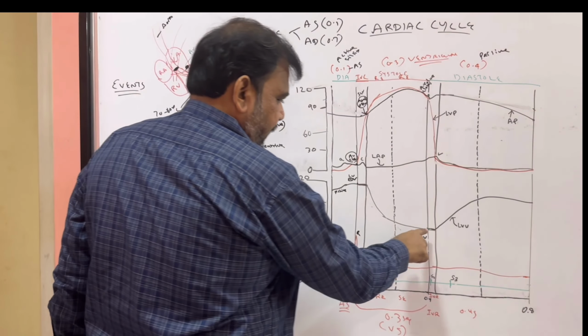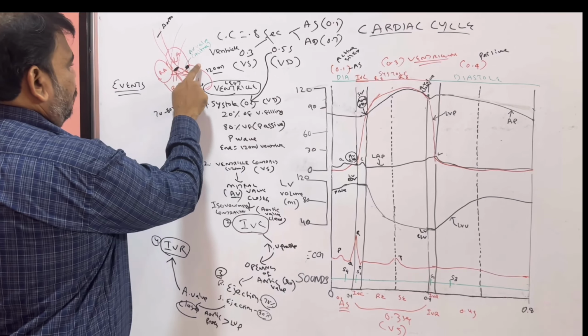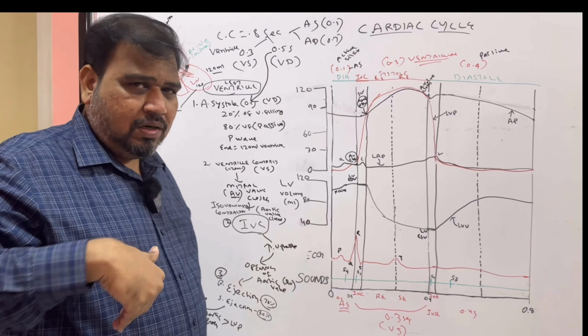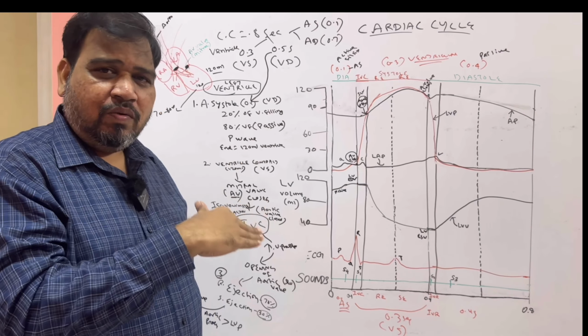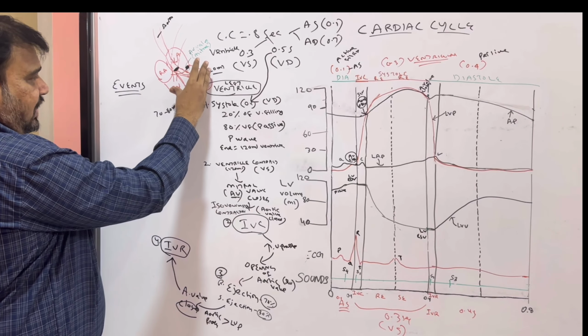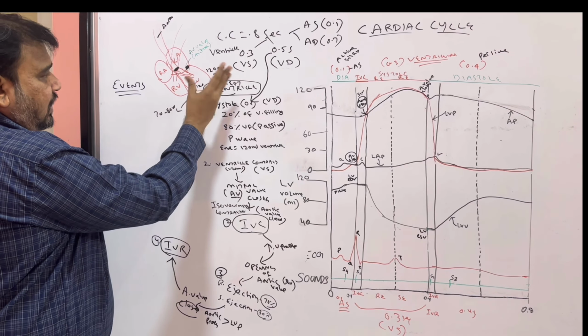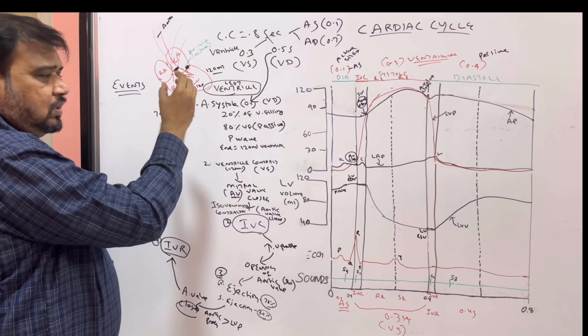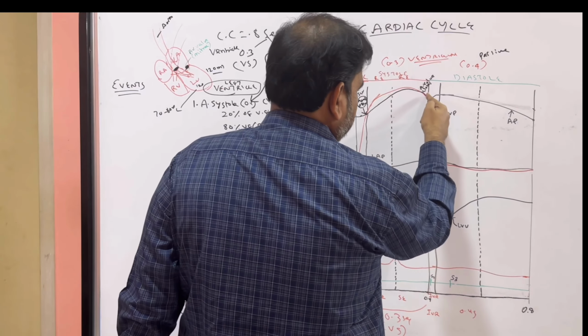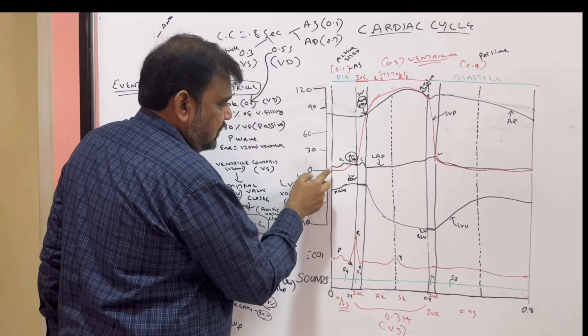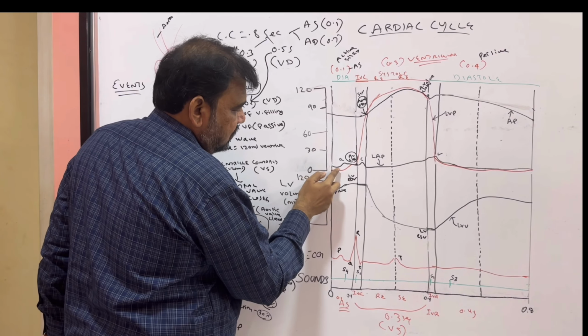Now, why is it isovolumetric? Both valves are closed, so blood cannot come in, blood cannot go out. Why is it a relaxation phase? Systole is over. Next, the ventricle is relaxed. As the 70 to 80 ml has gone out, now the ventricle is relaxed, and the ventricular pressure, you concentrate. Just see here, just concentrate on the left ventricular pressure. It starts with 0.